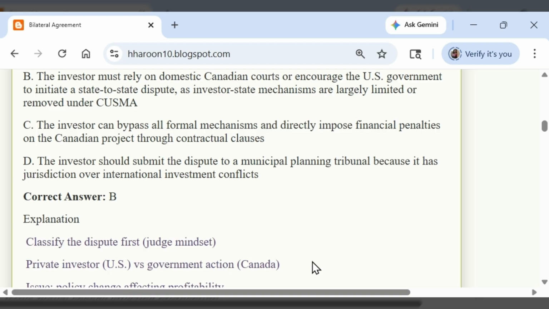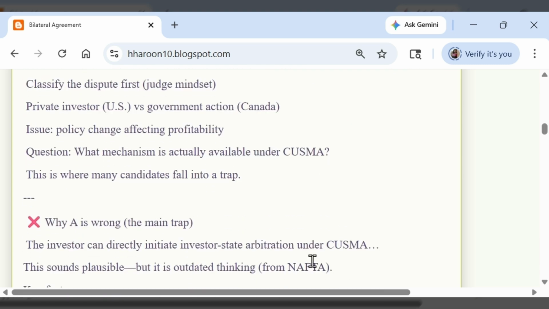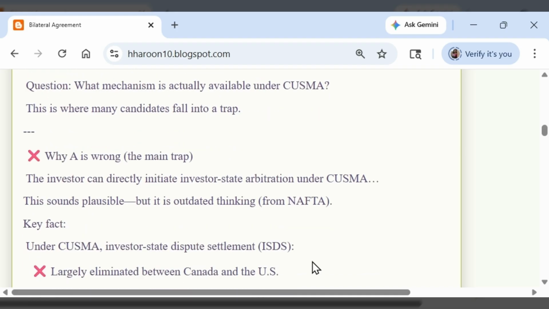Explanation. Classify the dispute first. Judge mindset: private investor, U.S., versus government action, Canada. Issue: policy change affecting profitability. Question: what mechanism is actually available under CUSMA? This is where many candidates fall into a trap.